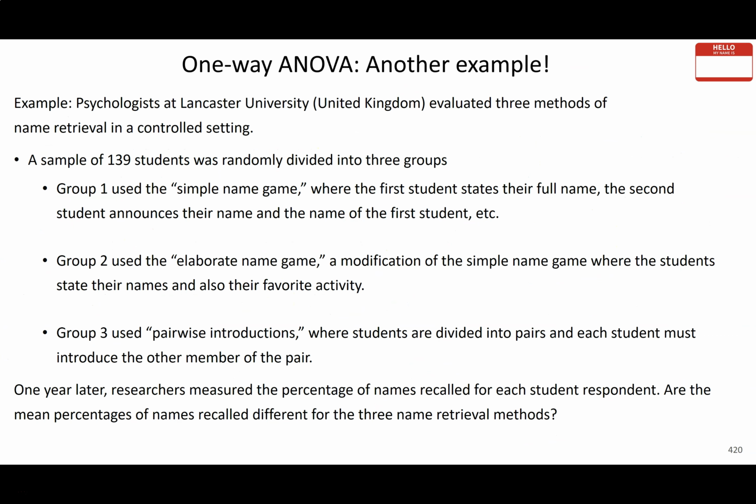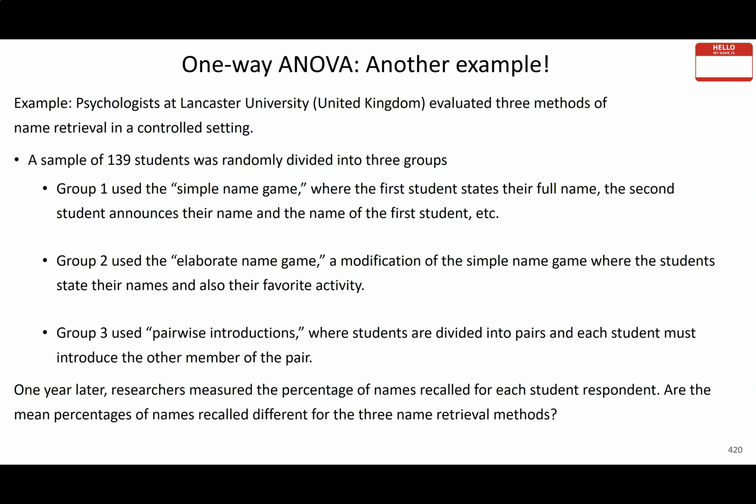So, lucky y'all, we have another example. Threw this together here. So we have some psychologists in Lancaster University in the UK, and they are really, really interested in name retrieval methods. Oh my goodness, colleges with any class size smaller than 30 always go around the room and say 3 facts about yourself. That kind of idea. So they have 139 students. They divided them up into 3 groups. They did this using a random mechanism. So they randomly assigned the students to groups.